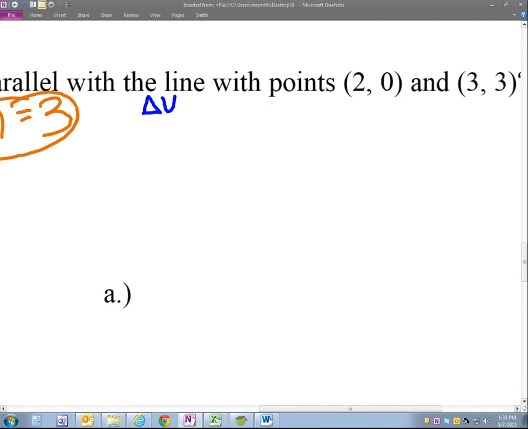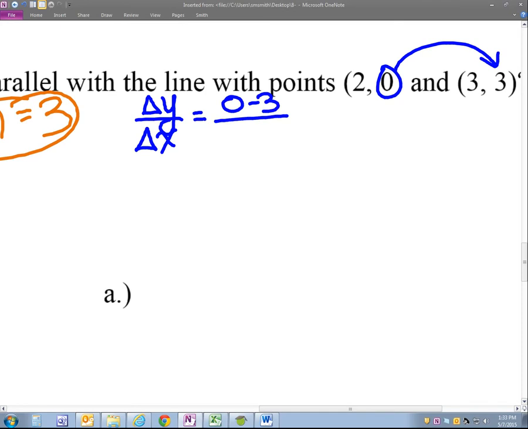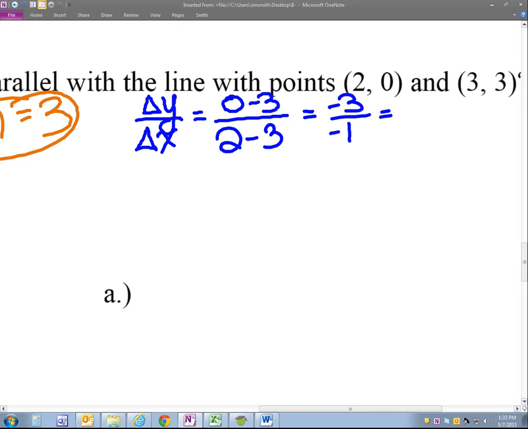Beautiful. Change in y over change in x, so I don't make any silly mistakes, is equal to 0 minus 3, because here's my y, and I need to subtract it from the other y. So 0 minus 3. Beautiful. Then, why don't you just carry me through? What's the next thing I need to do? 2 minus 3, because here's my first point of x minus my second point of x. 0 minus 3, negative 3. 2 minus 3, negative 1.